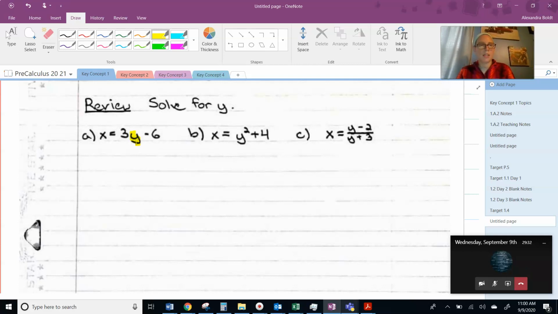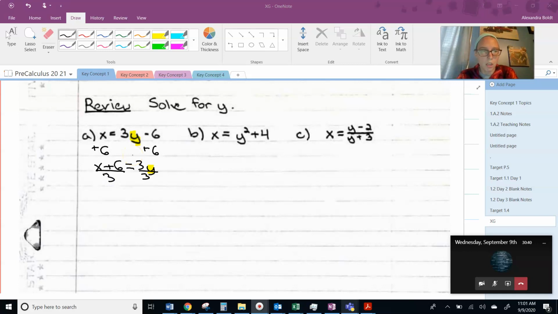The first thing I'm going to do is, with this y, it's subtracting 6. So we're going to add 6 to both sides. I get x plus 6 equals 3y. We're still solving for y, and that y currently has a 3 on it, so we're going to divide by 3. We divide by 3 because then these 3's cancel out. So we're left with y equals x plus 6 over 3.